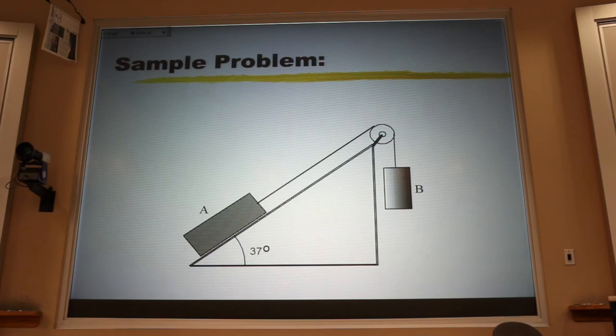Balance. Equilibrium. Now the first thing you're asked to do is draw free body diagrams for A and B. And I always encourage you to draw the free body diagram of the simplest object first, the object that's touching the fewest other things, which in this case would be B. So draw your free body diagrams.